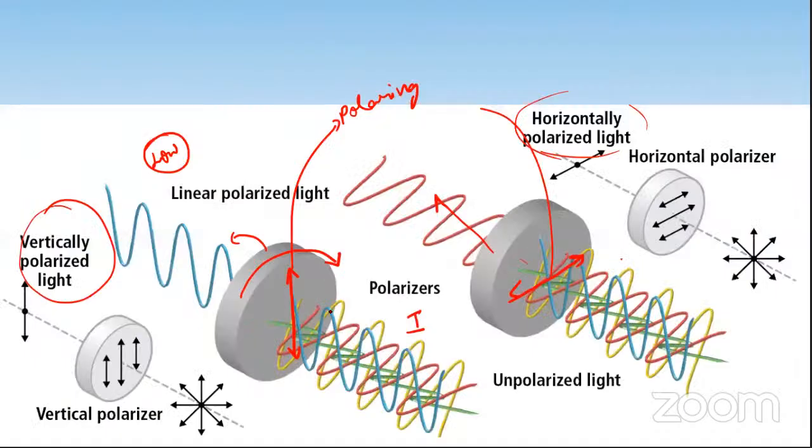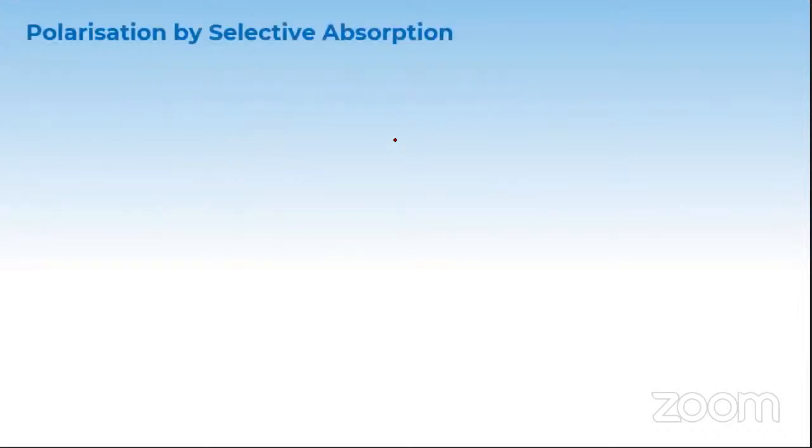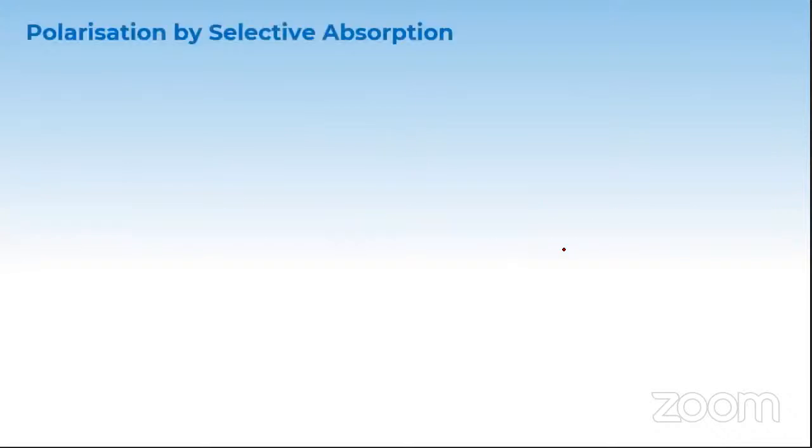See, this polarizer is absorbing all the other light except the light which is in the polarizing axis. This crystal is absorbing all the different light, right? So I already taught you about one method, and I'll tell you much more in detail. And we'll see what the other two methods are also. So the first method: what is polarization by selective absorption?